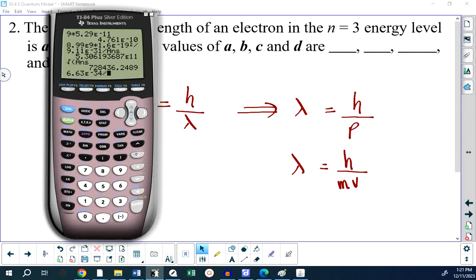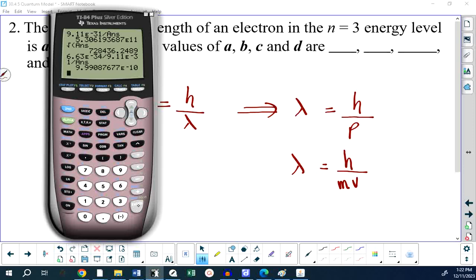So I need to divide by the mass of the electron, and I need to divide by the speed. So this is the de Broglie wavelength. Might as well call it 1.0 times 10 to the negative 10 meters. That does not mean the electron is an X-ray photon. Okay, that's not what it means.